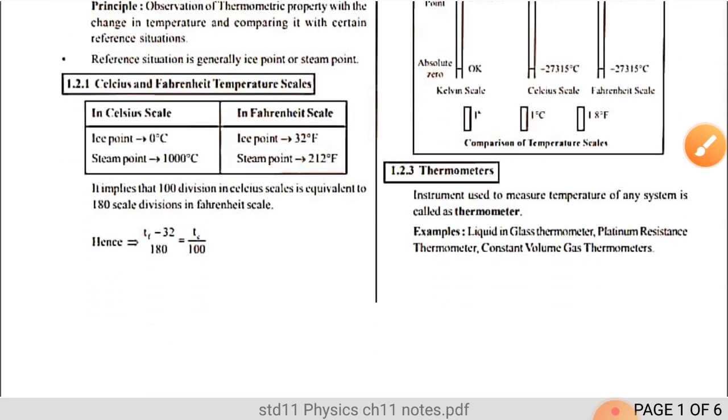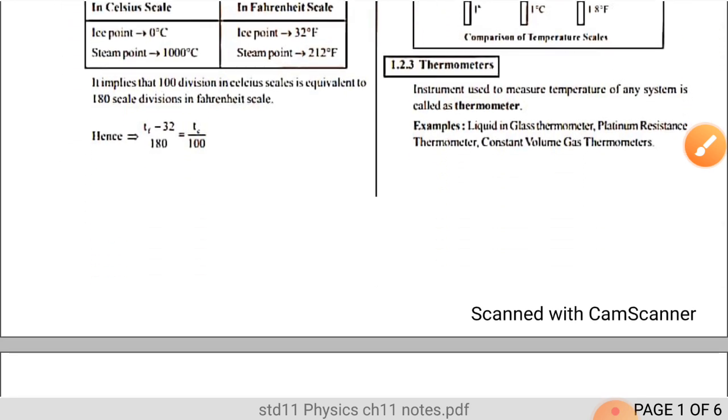Okay, now thermometers. What is a thermometer? Many times we use this device to check temperature. The instrument used to measure the temperature of any system is called a thermometer. Examples: liquid in glass thermometer, platinum resistance thermometer, constant volume gas thermometer. Inside the thermometer we use mercury mixed with alcohol, and then we check temperature with that thermometer.